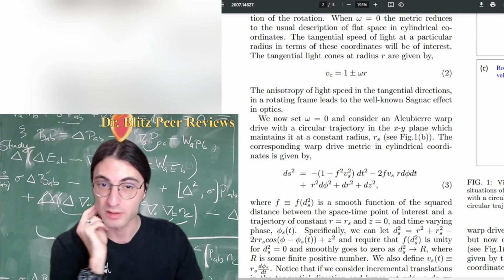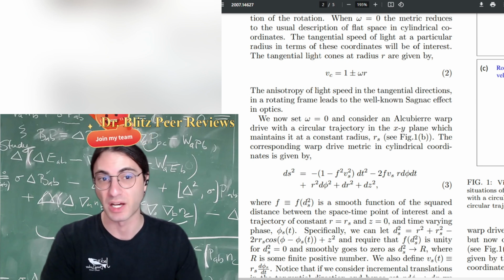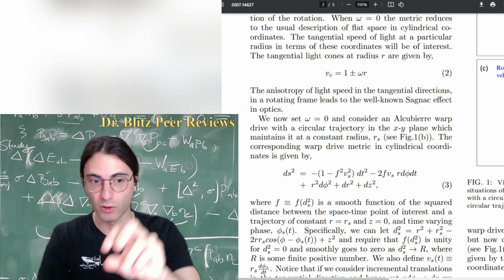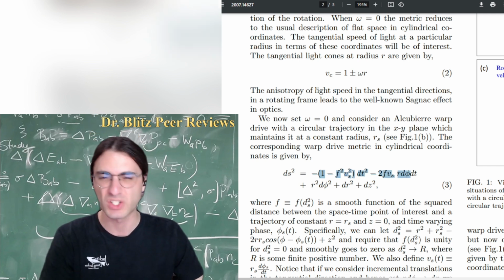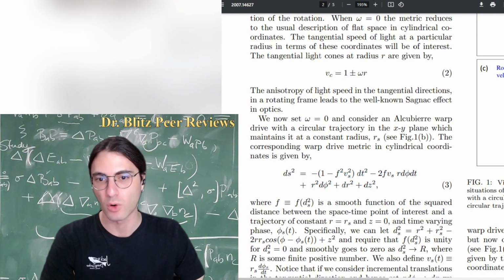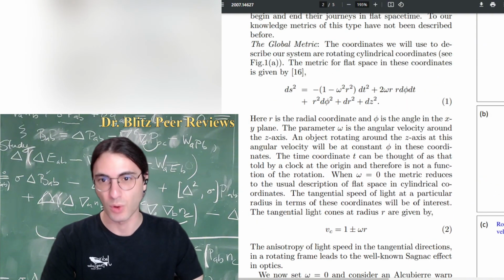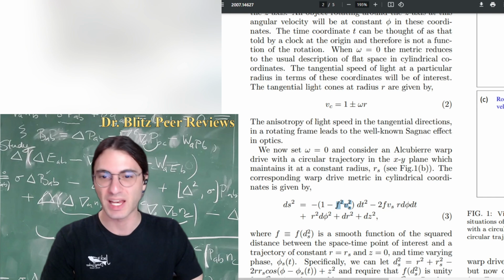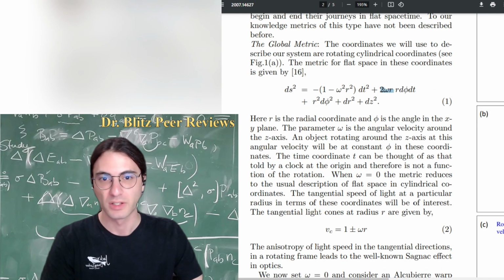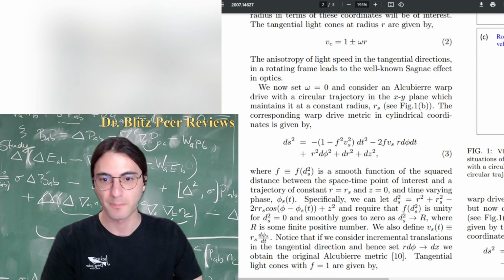So the metric described by the Alcubierre bubble moving in a circle is given by this metric, which is very, very similar to the one that we saw before. It's like the rotating metric, except here we have 2 extra terms. Rather than having omega r and omega r squared, here we have f v and f v squared.